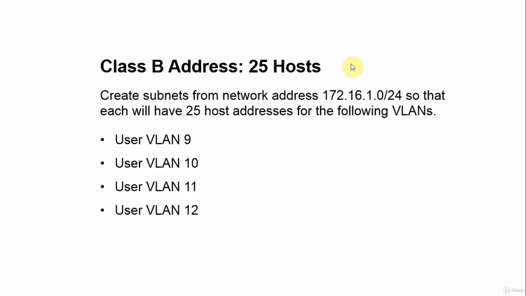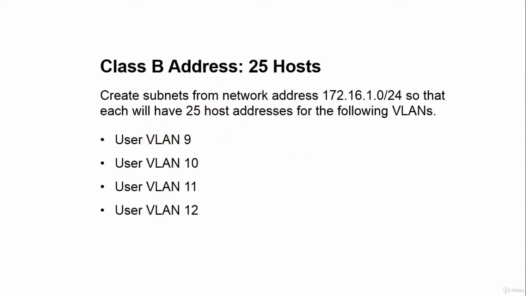So this is my second example with a Class B address, and this time I'm going to increase the number of hosts to 25. And so I want to create some subnets from network address 172.16.1.0, my Class B address. So each will have 25 host addresses for these following user VLANs, and these are 4 VLANs.